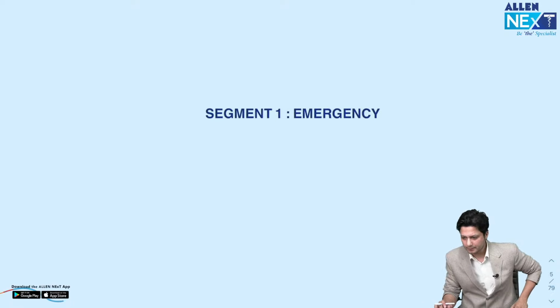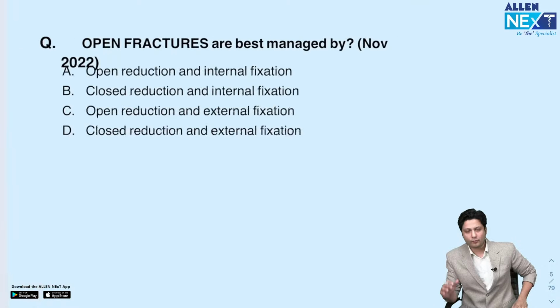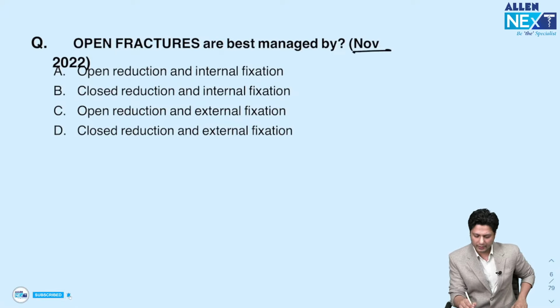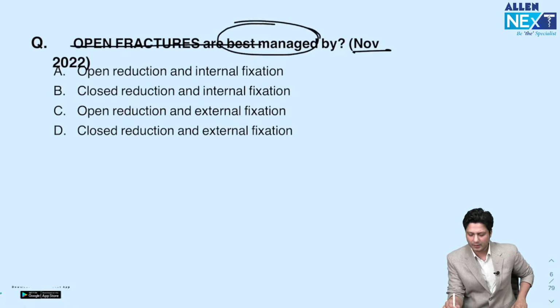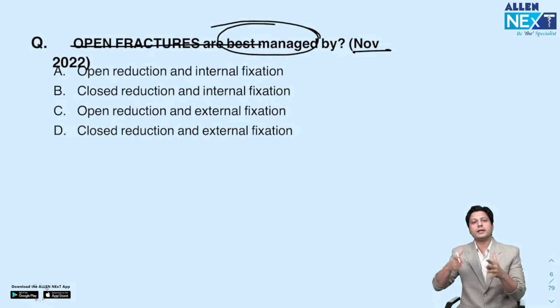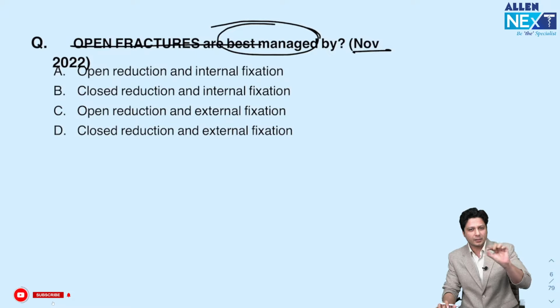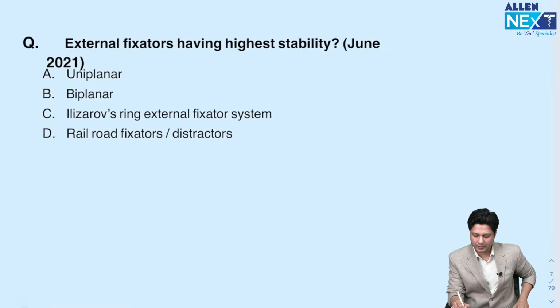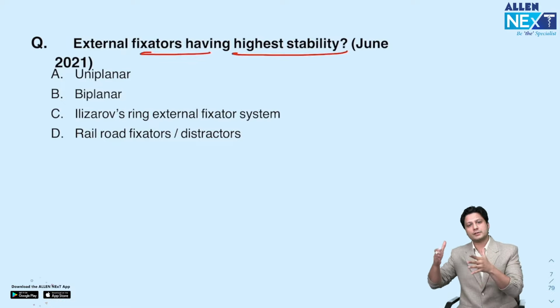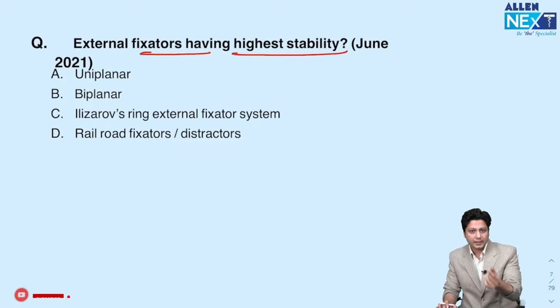So segment 1 is the segment of emergency. Now, one of the questions which was asked in November 2022 was that open fractures are best managed by. That means what is the way you are going to treat the open fracture. So they are not asking the basics. They are simply asking what is the step that you have to follow. Another question is about external fixators having the highest stability: which of the following external fixators would have the highest stability?